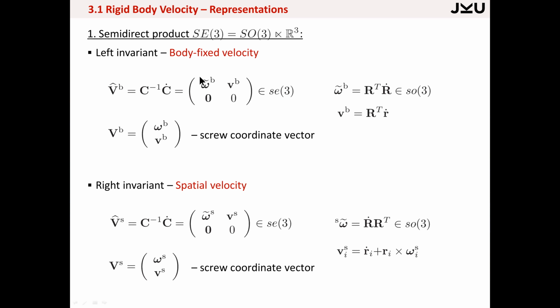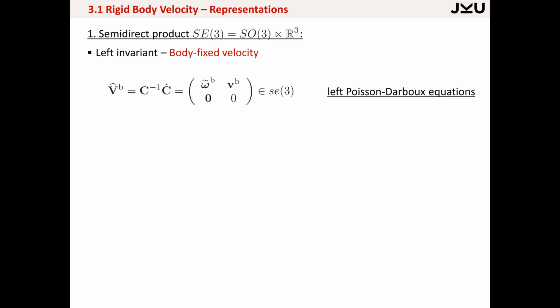And then what you get is again a 4x4 matrix that corresponds to a 6-vector, where we have the angular and the linear velocity here. And you can do this, of course, in different ways. You can multiply it from the left and from the right, and what you get is either the body-fixed or the spatial velocity.